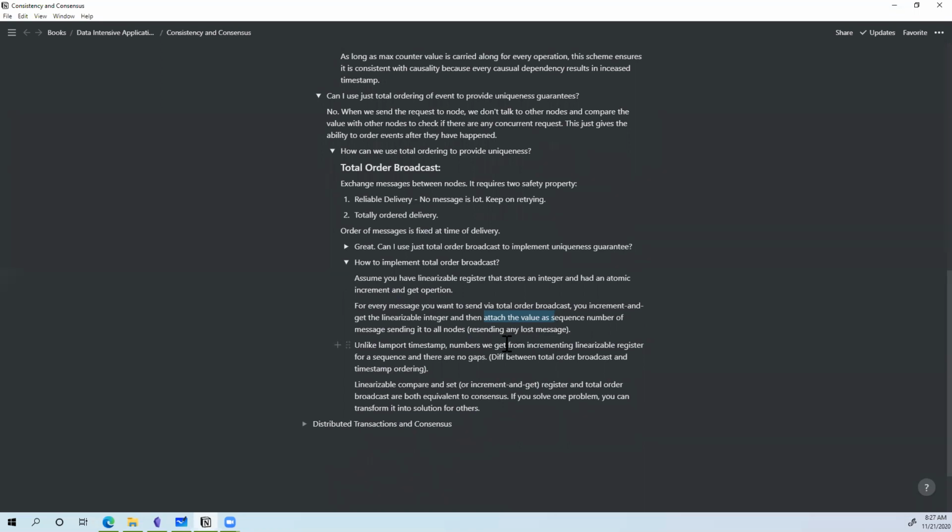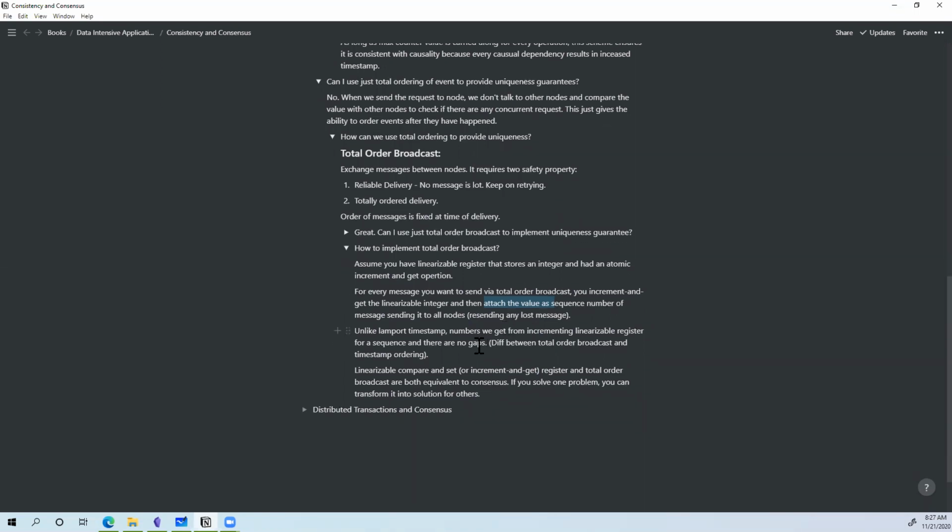So unlike Lamport timestamps, the numbers we get from incrementing a linearizable register form a sequence, so there are no gaps, right? Basically every message will have that increasing sequence of numbers.